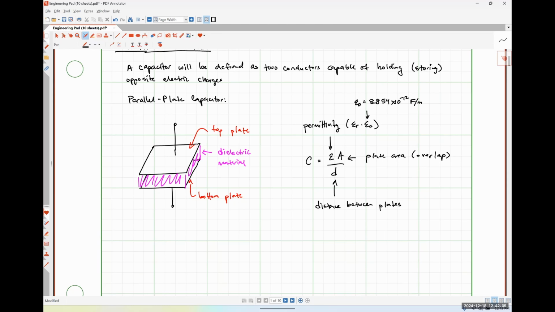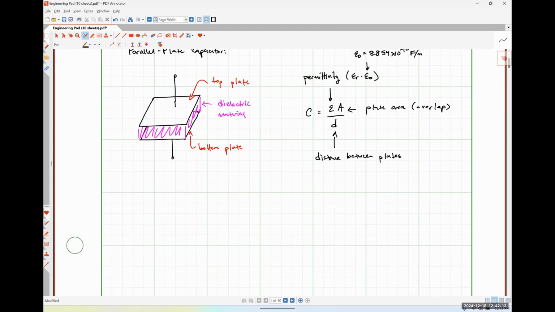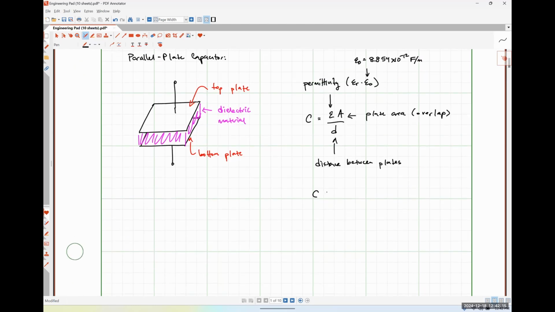So another useful relationship that we might see is that capacitance is typically given as the ratio of charge to voltage.